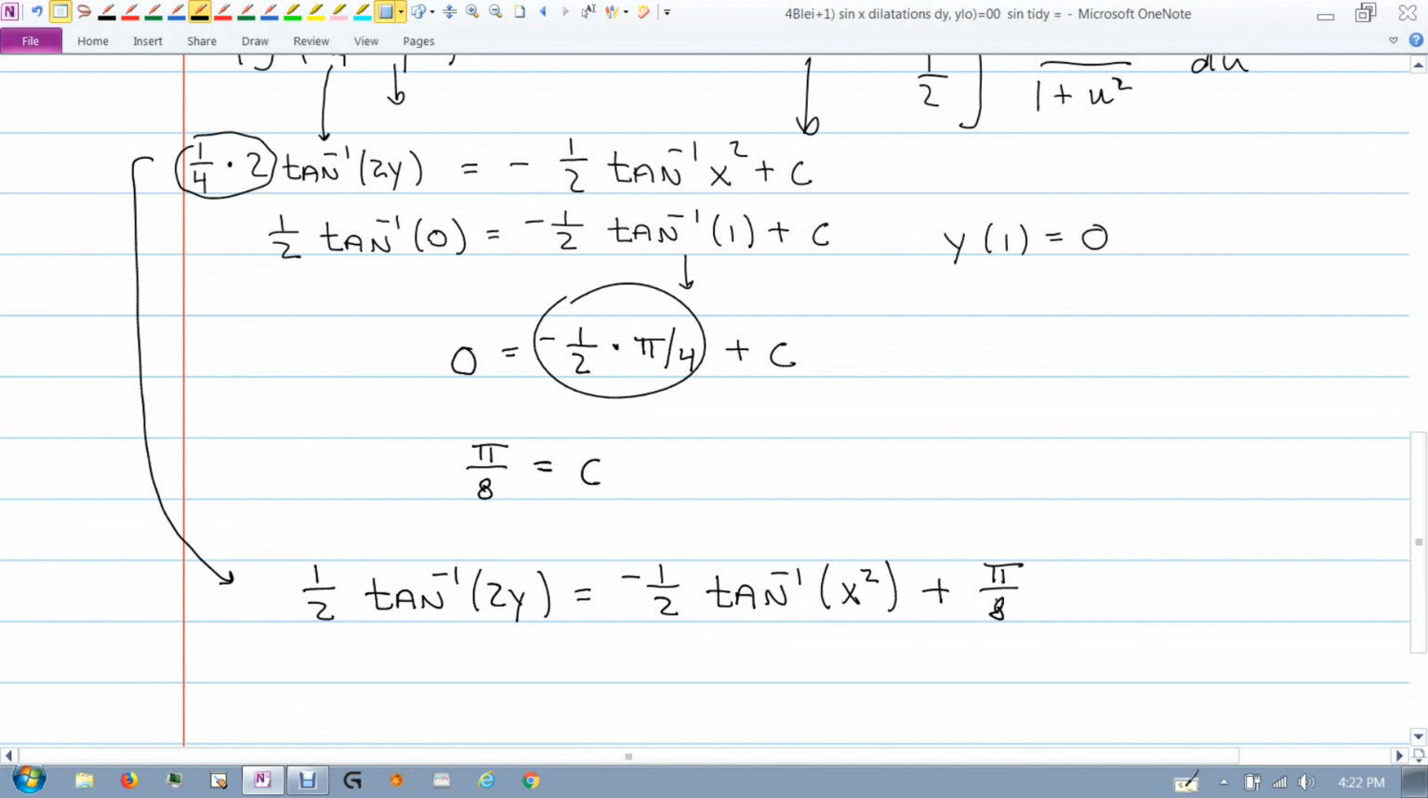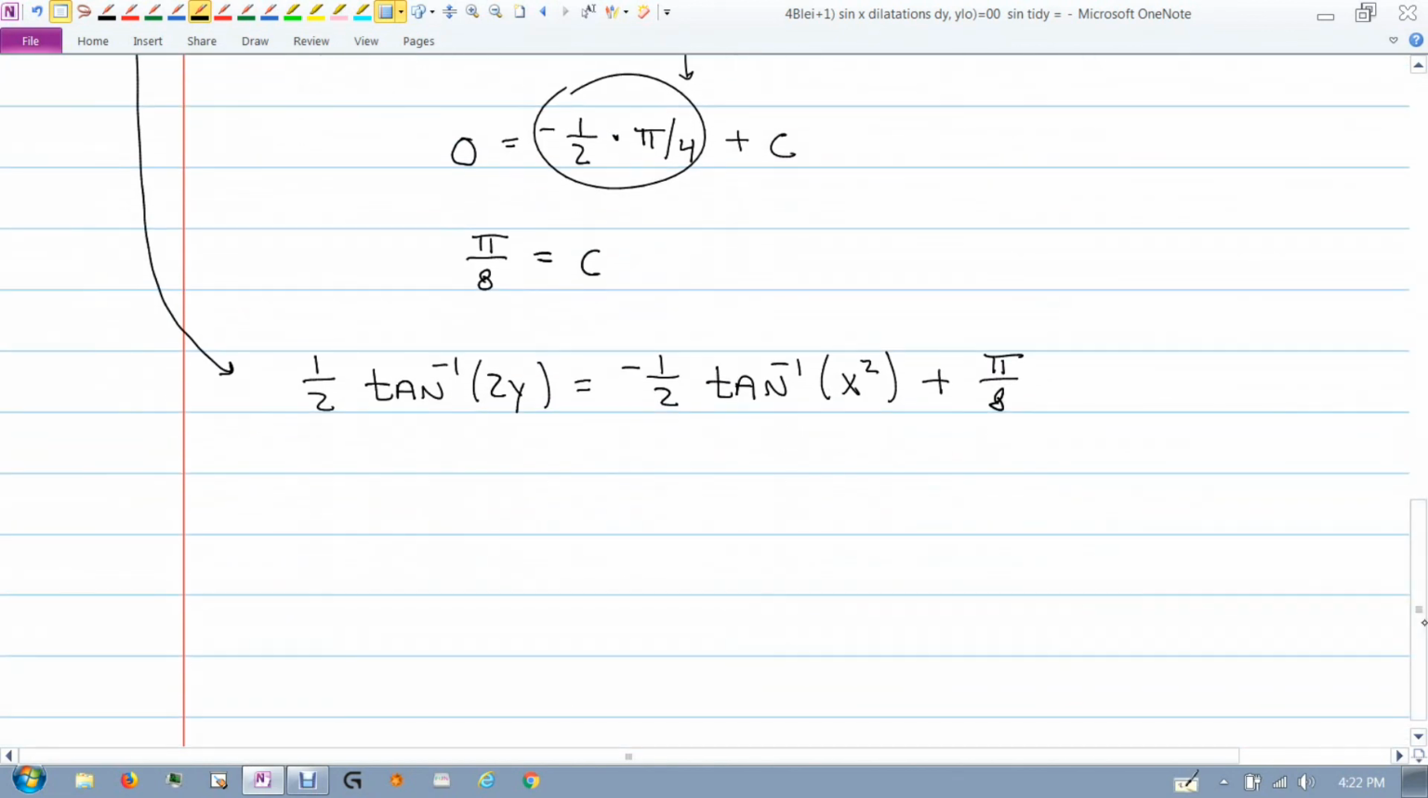Was it plus? Yeah. All right, now just to be sure, I'm going to just check this real quick. What happens if we replace this with 0, and this with 1? Then, of course, this was 0 equals, and then this right here was 1, so I get negative 1/2 times pi over 4, and then plus pi over 8. So these cancel. So yeah, that's true. All right, so we are good.